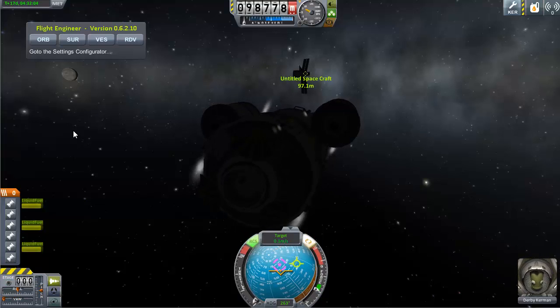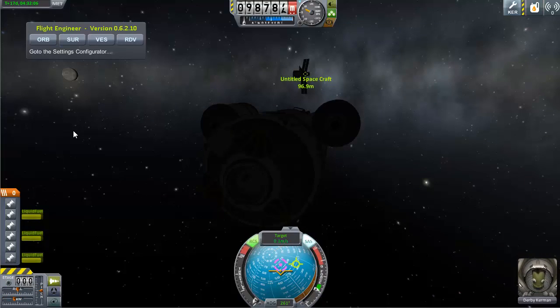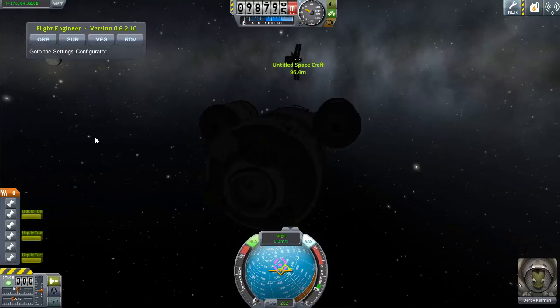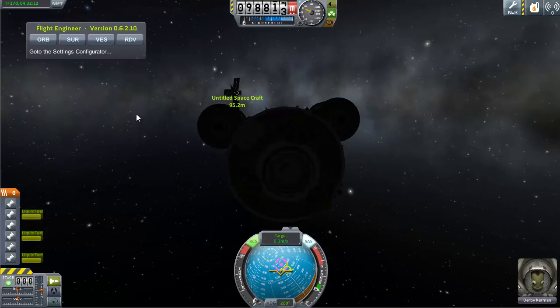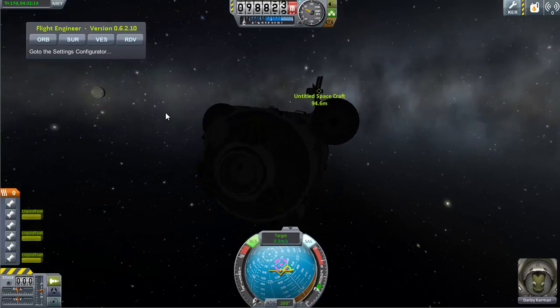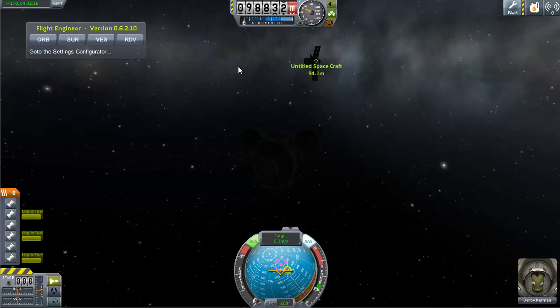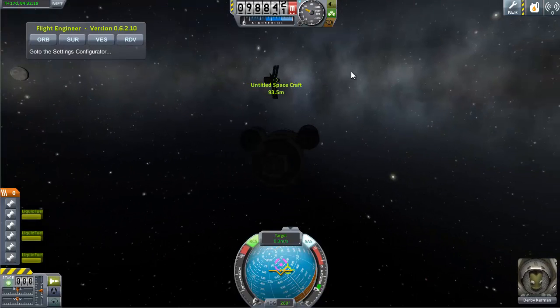Uh-oh, that's not good. Okay, there we go. Okay, so I sort of see it, but I'm pretty sure I'm approaching from the side. Yeah, that is the side. I'm not approaching from the right angle, so I need to redo this.